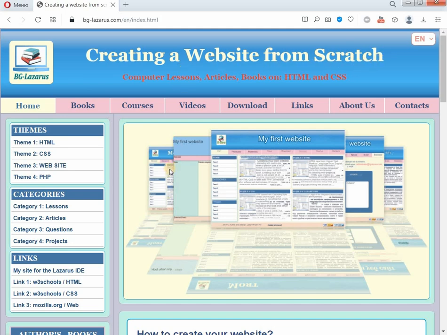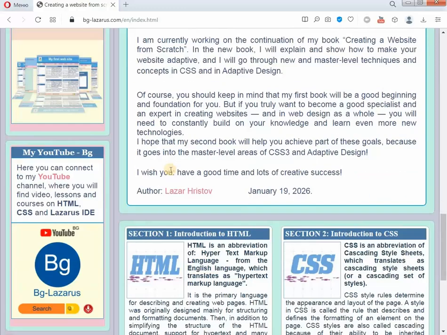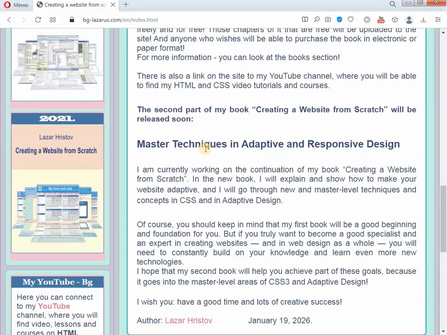Right now we are already looking at my third book, Mastery Techniques in Adaptive and Responsive Design. And it's going to be very interesting. We said it will include new techniques about how to make our website responsive. We will show this in one big extended example, where every part of it we will convert sequentially into responsive.